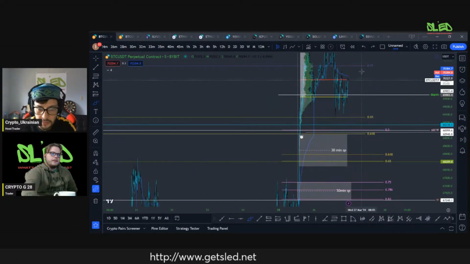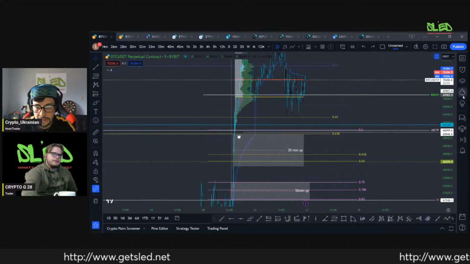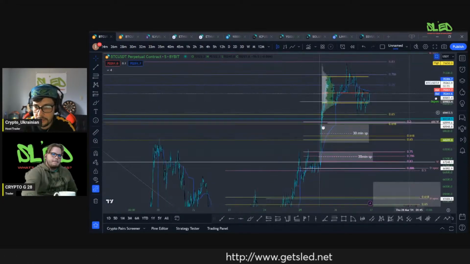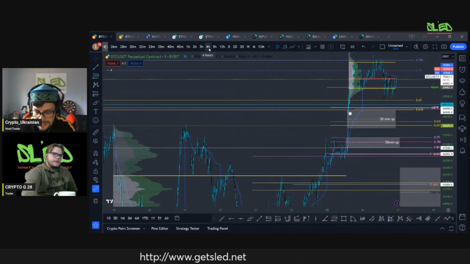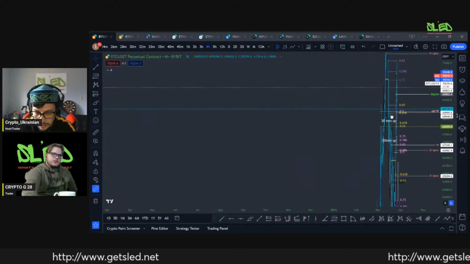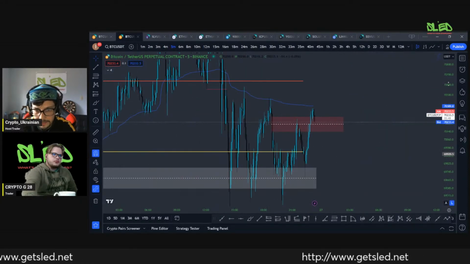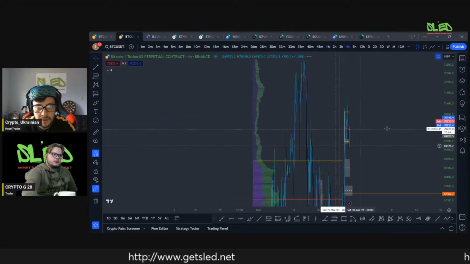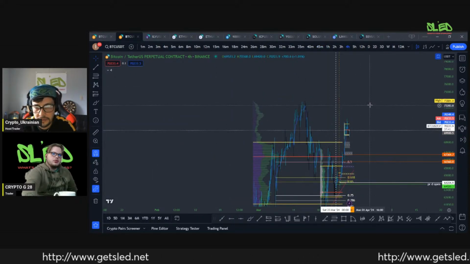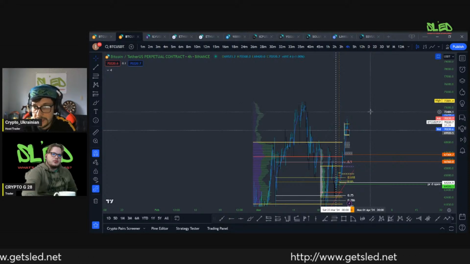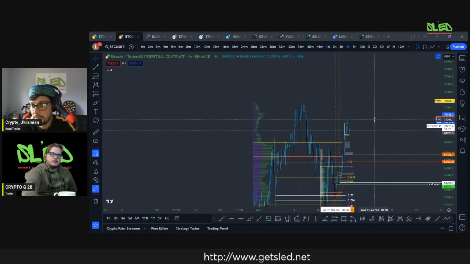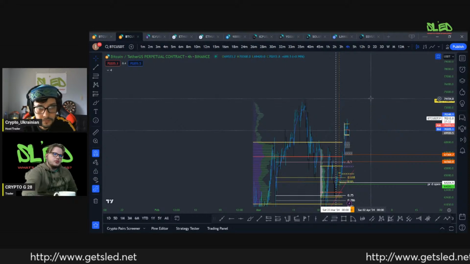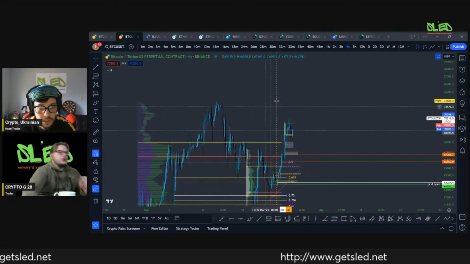As soon as I get out of the kill zone at 128, I'm not even going to look at it. If we hit 67,500, 67,576, I'm still in my short. I'm staying in my short no matter what. My entry is 72,452, and my stop loss is at my entry, 72,452. I'm staying in it.